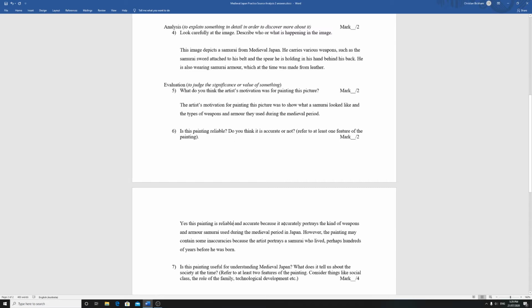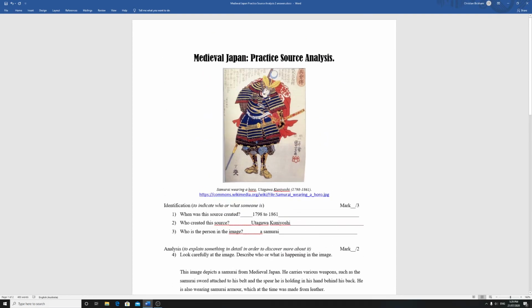I'm saying it's accurate because the way he portrays, the way he draws those weapons and armour are like the ones that we know existed. However, he's basing his picture, his image, upon other relics. He wasn't there himself. He was not an eyewitness to seeing this samurai in actual real life.